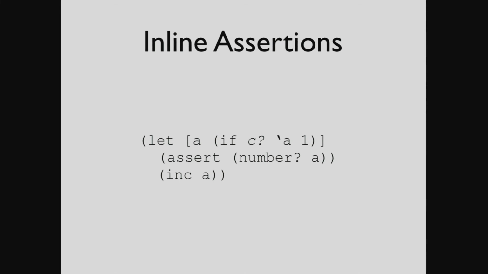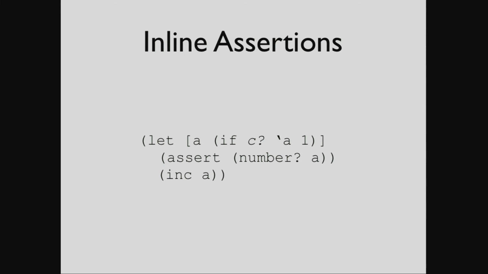use assertions, or literally throwing exceptions. Assert here is just a macro that throws an exception if the condition fails. But Typed Clojure can figure out that, okay, on the second line we're asserting that A is a number. If we've gone past this, then clearly A is going to be a number. Otherwise, we've blown up already.